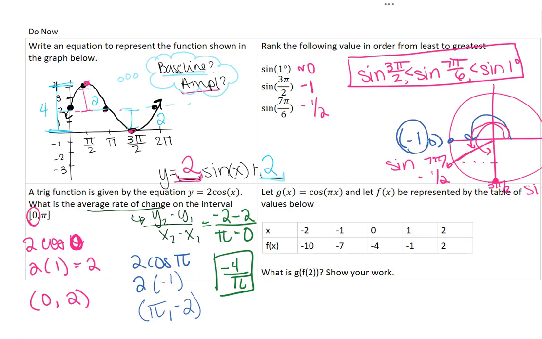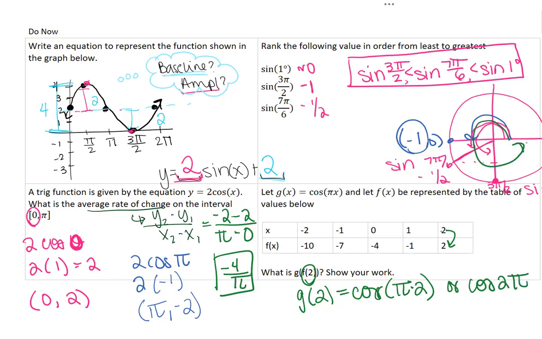g of x is cosine of pi x, and f of x is represented by the table. g of f of 2. So remember, we always start on the inside of these, so we're going to do f of 2 first. When x is 2, f of 2 is 2. So I'm really looking for what is g of 2. If I plug this into my function, g of 2 is going to be cosine of pi times 2, or cosine of 2 pi.